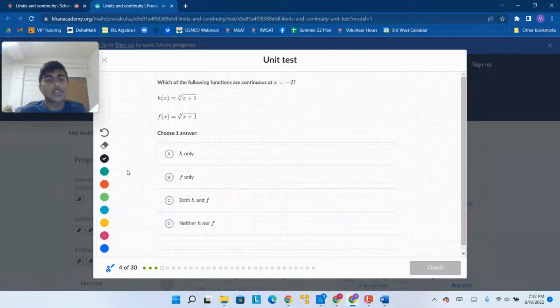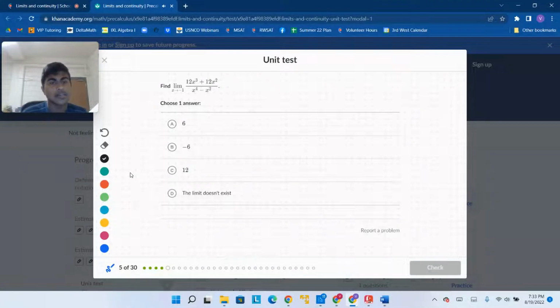Which of the following functions are continuous at x equals negative 2? Well, if I put x equals negative 2 into h of x, I can take the cube root of anything, even if it's negative, so that's good. If I put it into f of x, I'm taking the fourth root of something that's negative, which doesn't work, does it? So that's going to be undefined. So f of x does not work, h of x does, so my answer is A. Let's keep going.